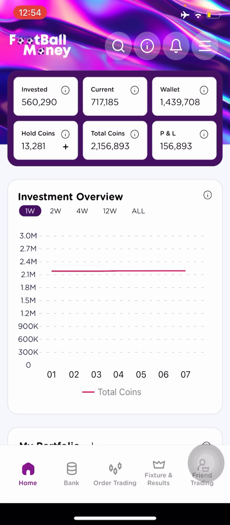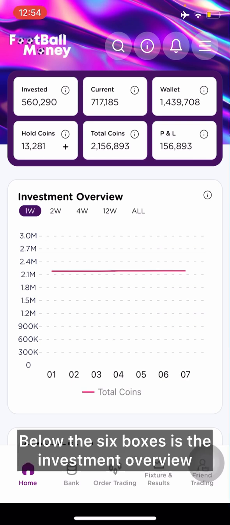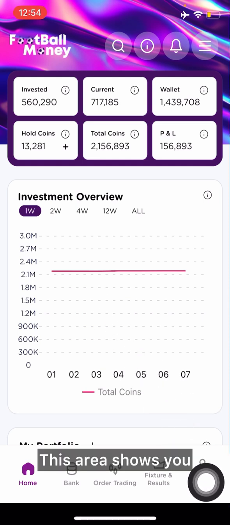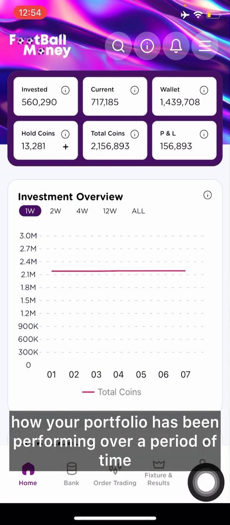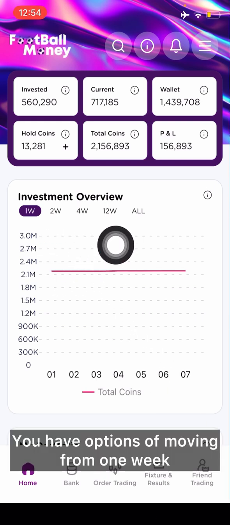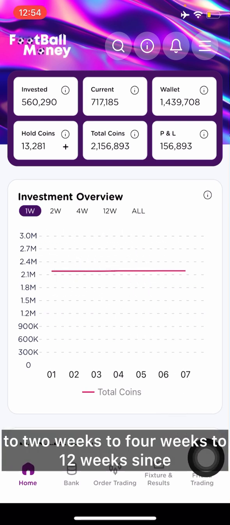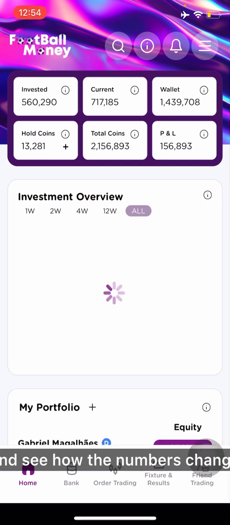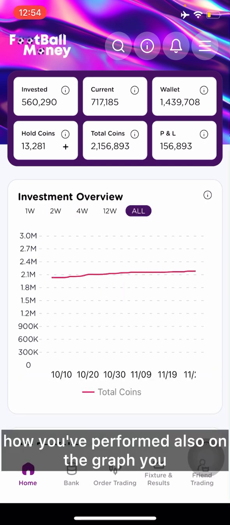Below the six boxes is the investment overview. This area shows you how your portfolio has been performing over a period of time. You have options of moving from 1 week to 2 weeks to 4 weeks to 12 weeks to since the start of your account. So you can click out here and see how the numbers change, how you've performed.